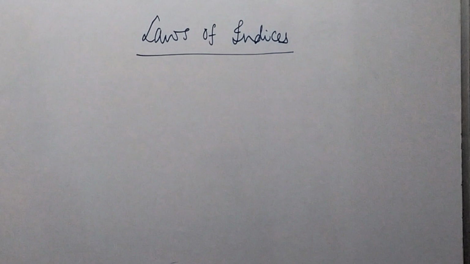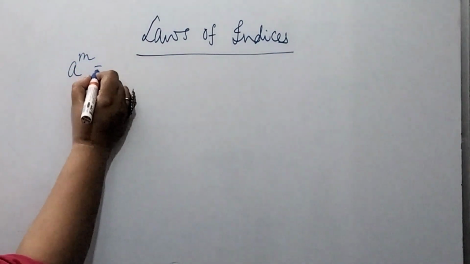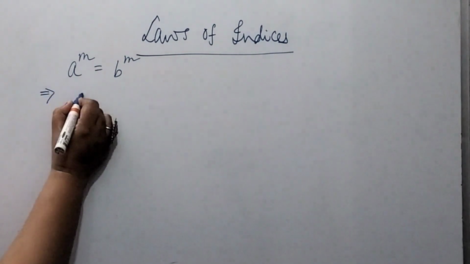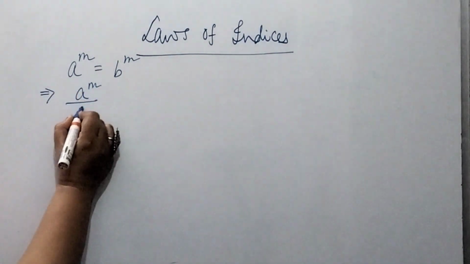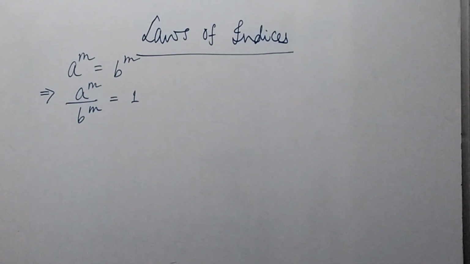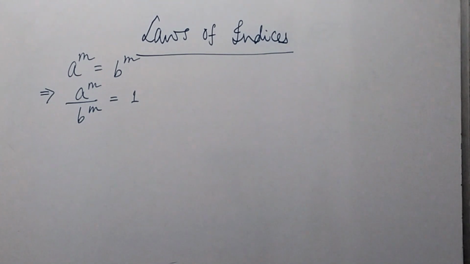Now let's derive another law. Suppose we have a^m equals b^m, where a is not equal to b. Then we can represent it as a^m / b^m equals 1, that is, we are dividing both sides of the equal sign by b^m, right?